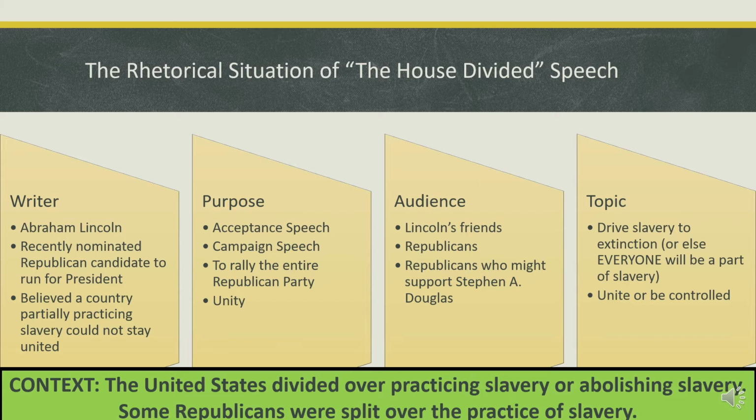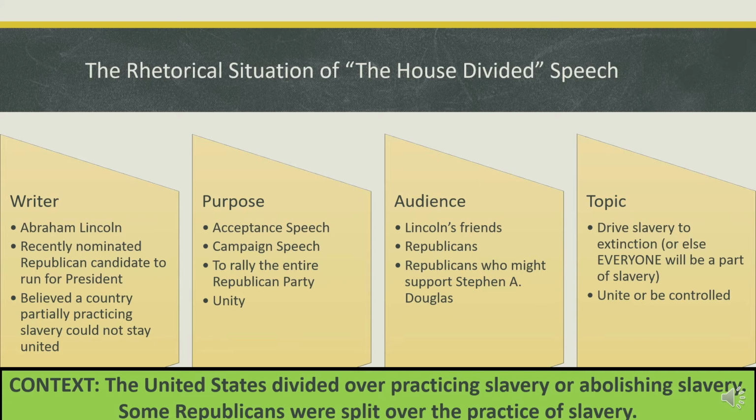Underlying this entire speech is the context, or the factors that Lincoln could not control. The United States was divided over practicing slavery or abolishing slavery. And some Republicans were even split over the practice of slavery. Lincoln was very aware of his context when he gave this speech. So what do you think? Was this speech effective?